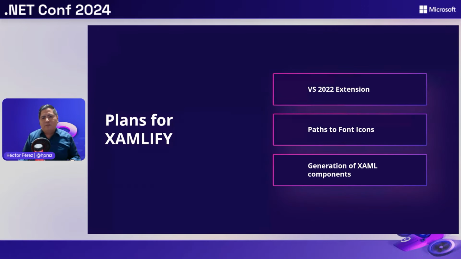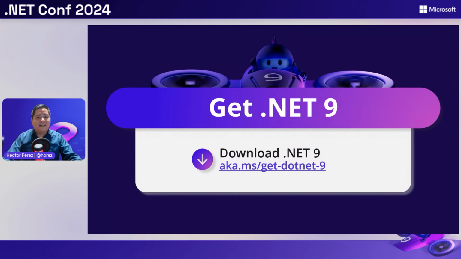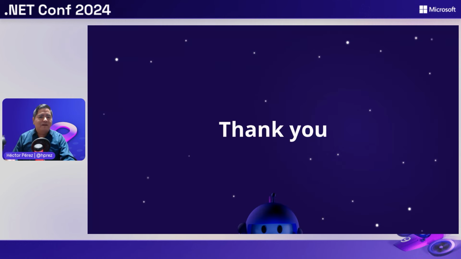And that's because some of the new features I'm working on include an extension that allows extracting XAML code directly from Visual Studio, converting paths into font icons, and making it easy to generate XAML components. With all that said, I invite you to experience the power of .NET 9 today. Thank you to the .NET Conf team for providing this platform, and to all of you for joining me in this session.